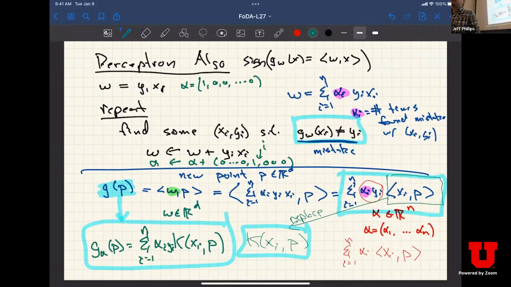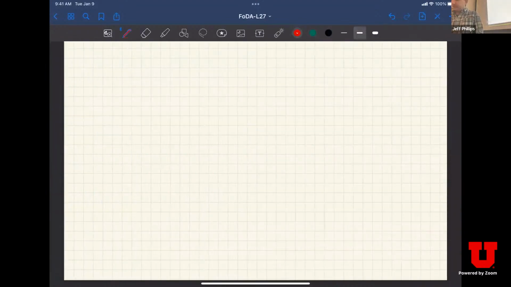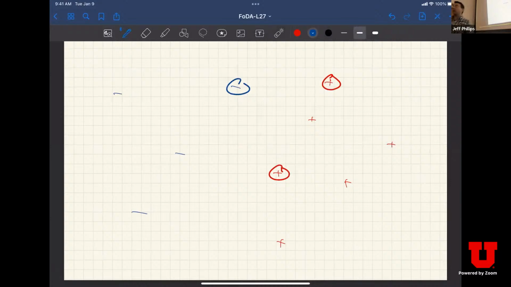Okay, I want to try and show a couple of pictures on what you're getting for a nonlinear classifier. Okay, let me try and draw some examples here. So let's say I've got some positive points here, and some negative points here, right? And so what I'm going to do is over the course of the algorithm, I'm going to select some of these as the ones that I have found mistakes on during the algorithm. Okay, let me pick some extra ones.